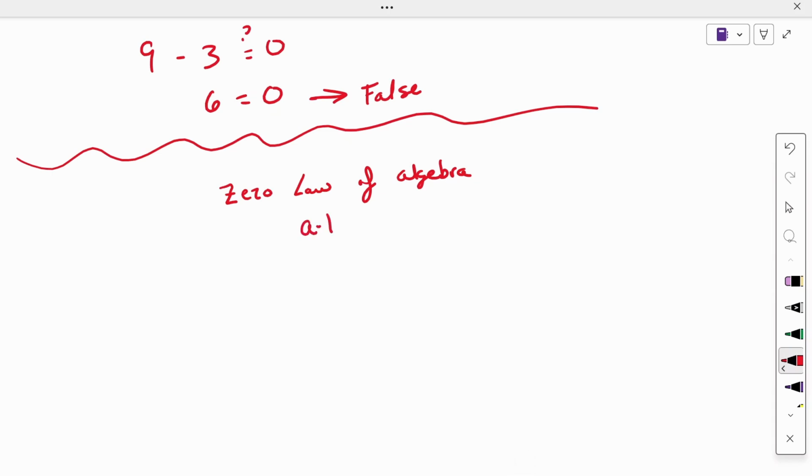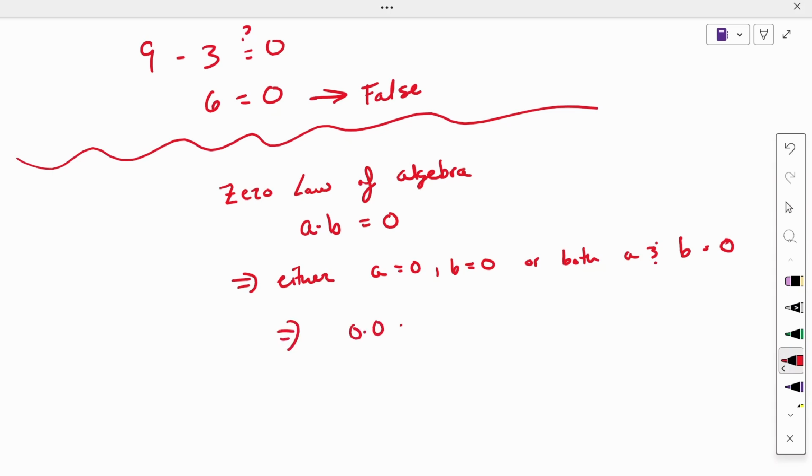The zero law of algebra says that anytime you have two numbers that are multiplied together and happen to equal 0, then either A must equal 0, in which case you have 0 times B gives you 0. B could equal 0, in which case you have 0 times some number A, and anything times 0 gives you 0. Or both A and B could be equal to 0, in which instance you would have 0 times 0, which would indeed give you 0.